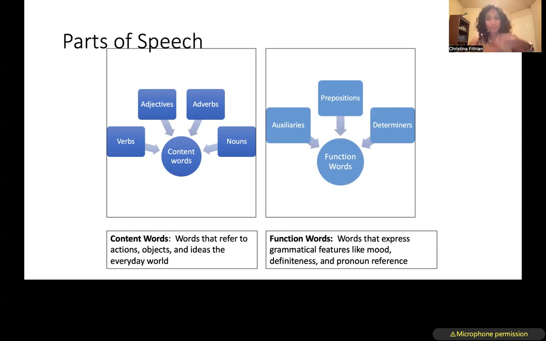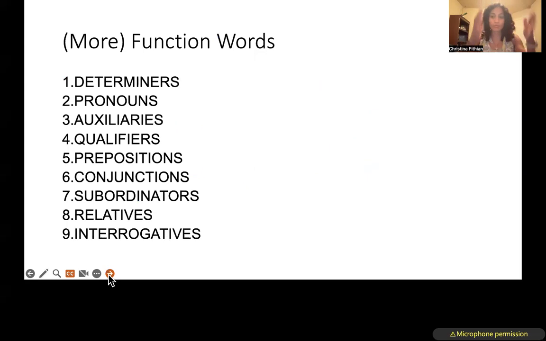However, there are actually many more categories of function words. And I'm going to just show you those here on the screen right now. I just couldn't fit them all very neatly in that diagram, so I put the 3 most common ones. Now we're going to learn about all of these individually as we go throughout each one of the weeks of our term. So rather than just defining every single one of these types of function words and having you forget what all of that means in the future, we're not going to do that.